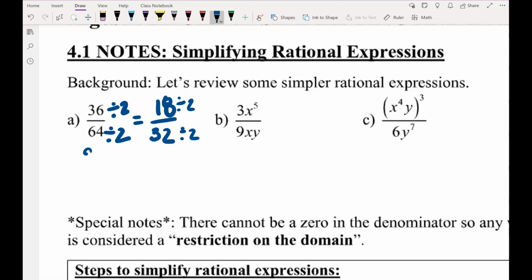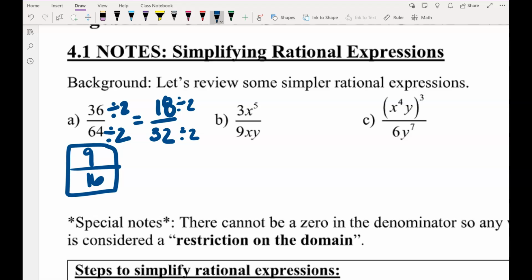So 18 divided by 2 is now 9, and 32 divided by 2 is now 16. Now this is as low as you can go, because 9 is 3 times 3 and 16 is 4 times 4, so they don't have any factor in common. So now 9 over 16 is the simplest form, so we can go with reducing the fraction on that one.